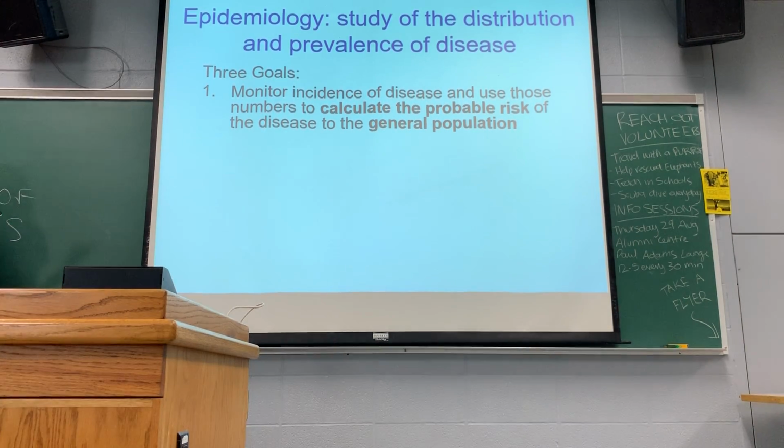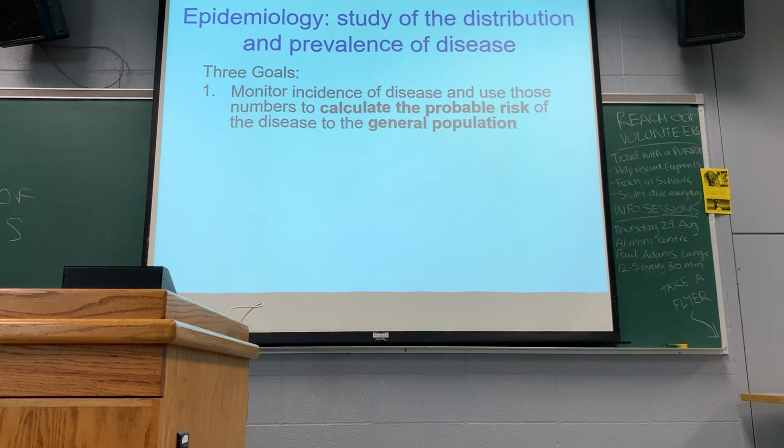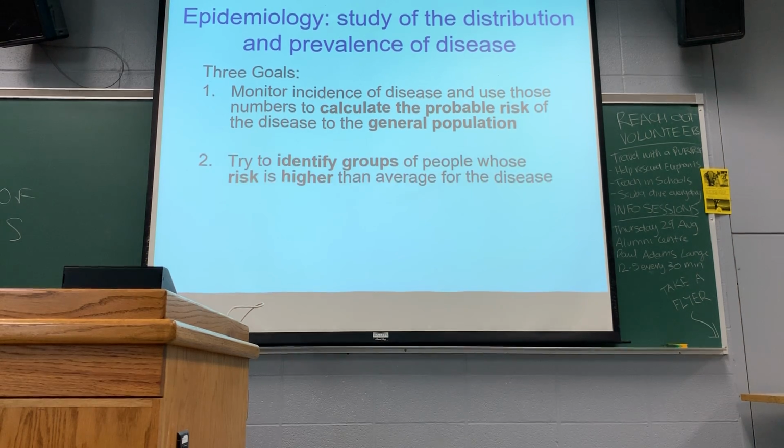You could have incidence more than it's being diagnosed, but if it wasn't diagnosed, you don't know that it was there, right? So incidence is the amount of times you're going to have some disease, some cancer in this case. They're going to monitor the incidence of a particular disease, and then use those numbers to figure out what is the risk of that in the general population? If we surveyed 100,000 people, what percentage of those people would have colon cancer, for instance? The second goal is to try to identify groups of people whose risk is actually higher than the general population for a particular disease.